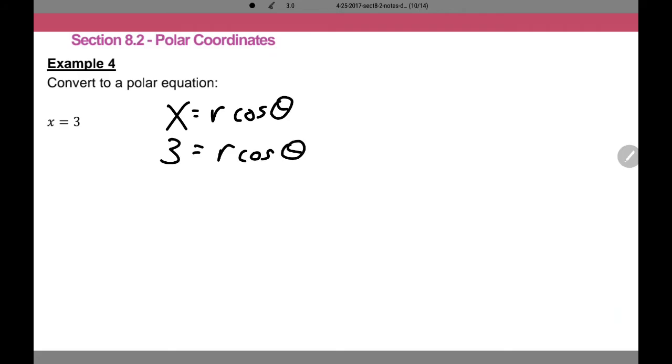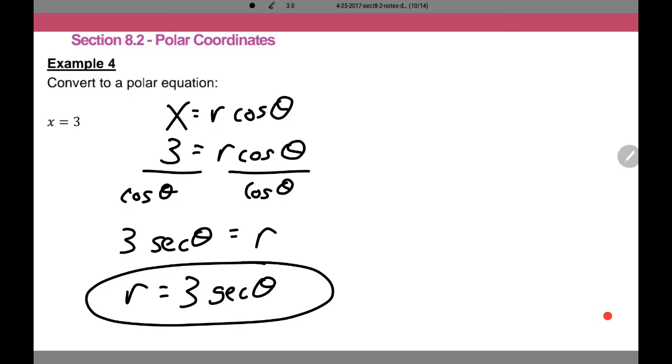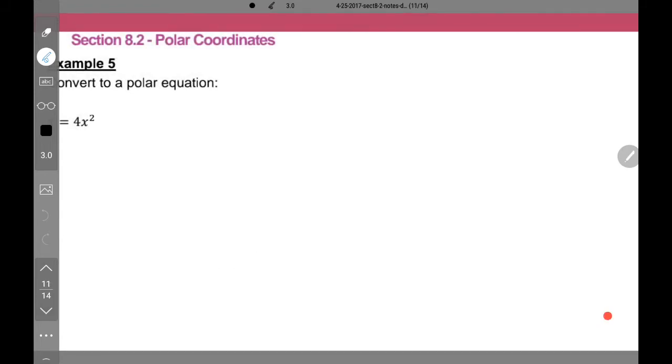So most of our polar equations are going to start with r equals something in terms of theta. So I'm just going to divide both sides by the cosine of theta here. And 3 over the cosine of theta is the same thing as 3 secant theta. And that equals r. Or we could technically rewrite it better by putting r first. R equals 3 secant theta. That's our final answer. And next time I'll show you how to graph these with Desmos, and you'll see that that's the same line as x equals 3 on a Cartesian plane.